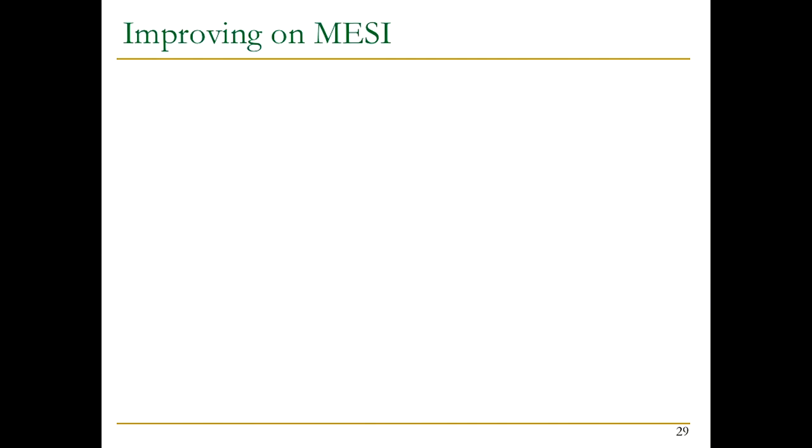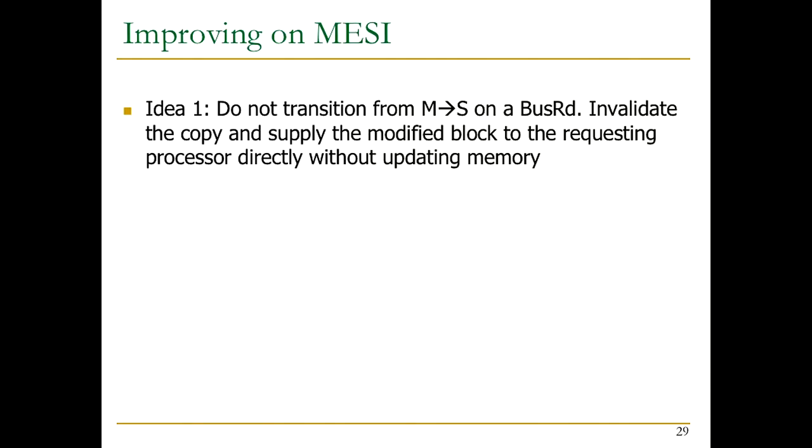So how do you solve the problem? Basically, there are multiple solutions to the problem. One solution is this: do not transition from modified to shared on a bus read. Invalidate the copy that you have. You get a bus read. You invalidate the modified block that you have and supply it directly to the requesting processor without updating memory. Now, this may help ping-ponging. You actually transition the modified permission from this cache to this other cache.